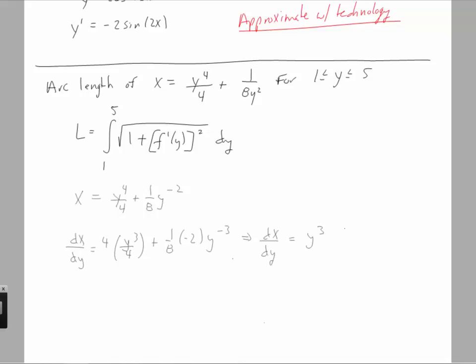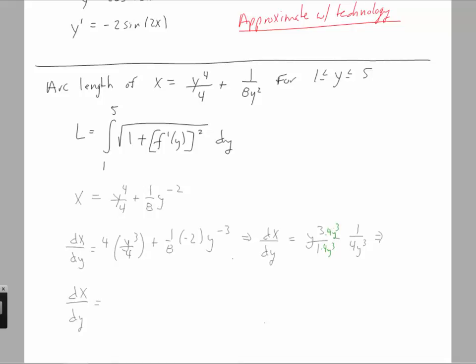1/8 times a negative 2 is a negative 2/8, which is a negative 1/4. And then the y to the negative 3 flips down into the denominator. And then I find a common denominator here. And again, I'm trying to simplify this to get it into a form that I can plug in here. So finding a common denominator, I'd multiply both top and bottom by 4y cubed.